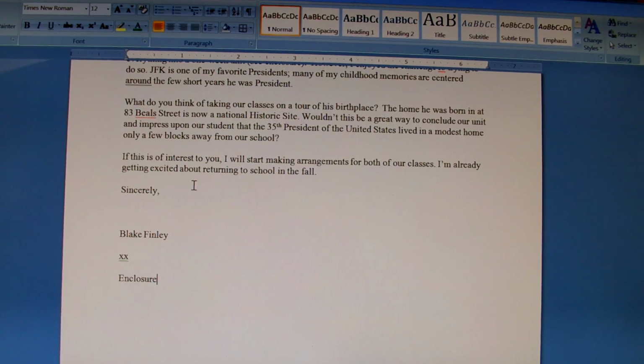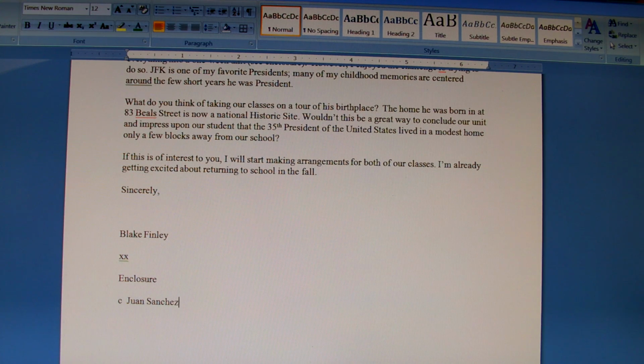Now, the last part I have is a copy notation. A copy notation is telling me that I'm going to send a copy of this letter to somebody else. And that goes a double space below the enclosure notation. And all it is is the lowercase c, and then I'm going to space twice after that. Now notice it changed it to the capital C. That's Microsoft being Microsoft. Just go back, put it back, and it'll stay c. And then I put the name of the person who I'm going to send a copy of this to.